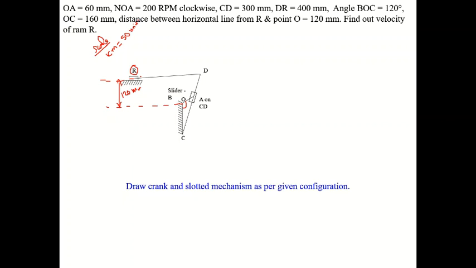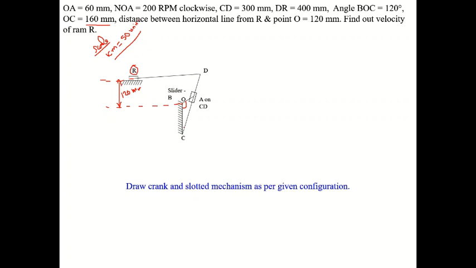Like this we will scale it, so that the diagram will fit inside the sheet. First you have to draw OC. What is the length of OC? Length of OC is 160 mm. Every unit you just divide by 50, that is the scale we have taken. So 160 divided by 50 is 3.2. So this OC length is 3.2. Draw a vertical line.